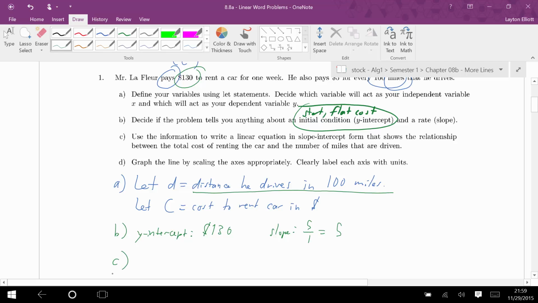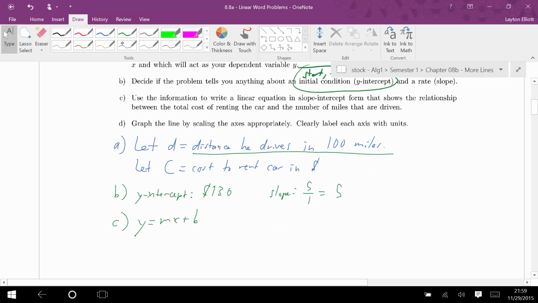Step C, we're going to use the information to write an equation in slope-intercept form that shows the relationship between the total cost of renting the car and the number of miles that are driven. Well, that's just y equals mx plus b. Well, I don't have y, I have C. This C right here is acting like my y, and this d is acting like my x. So I actually have C is equal to md plus b. Really, I'm just replacing the y and the x here.